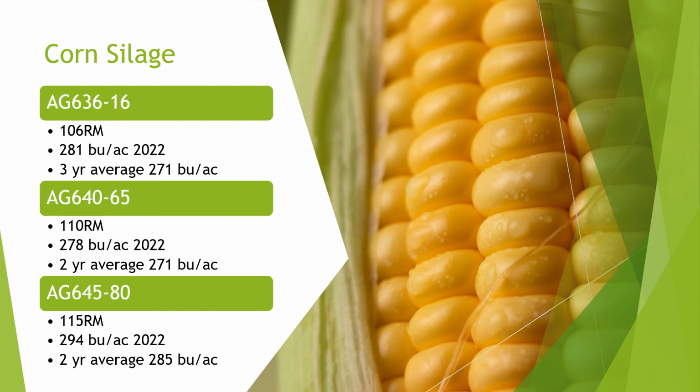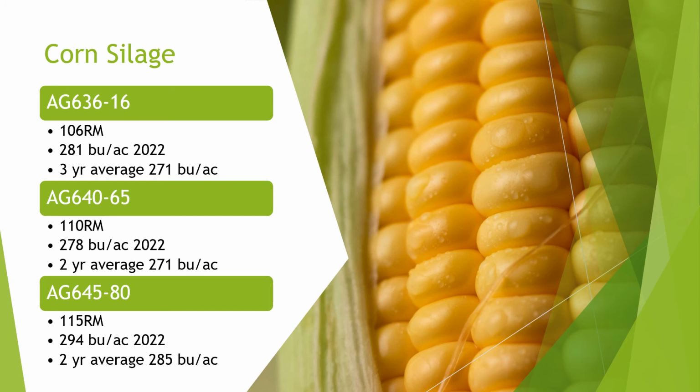So now switching over to corn silage a little bit, there's 3 products I've featured here that would fit very well if you're looking for some corn silage ground. 636.16, which I had mentioned earlier, 106-day product. Very good grain, very good silage. The lower test weight, more softer kernel texture does really well in the dairy ration.